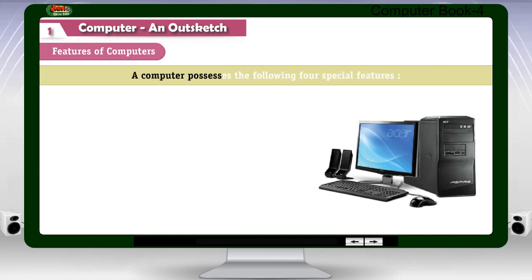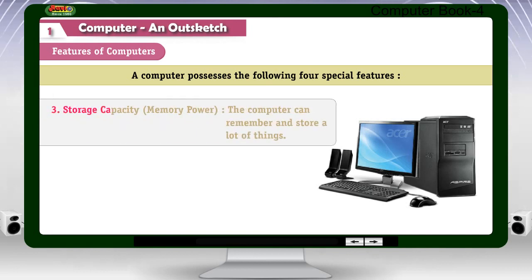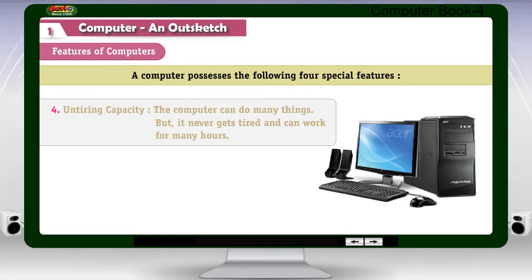A computer possesses the following four special features. 1. Speed. The computer works very fast as it can do a number of calculations in a second. 2. Accuracy. The computer never makes errors. It always gives the output correctly. 3. Storage capacity, memory power. The computer can remember and store a lot of things. 4. Untiring capacity. The computer can do many things, but it can never get tired and can work for many hours.